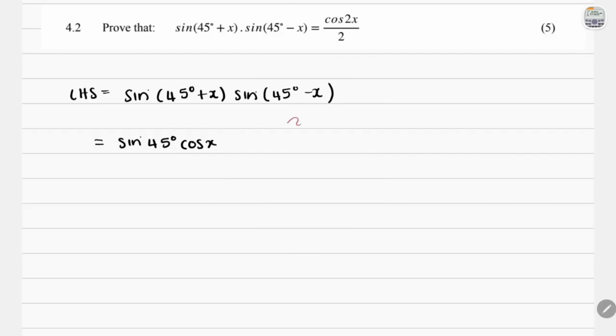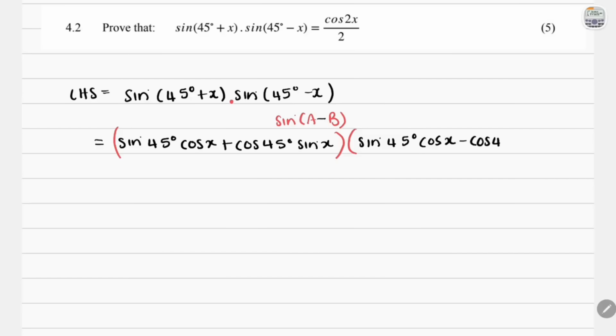Okay, so this is using the identity for sine a plus b. And you can see this one is sine a minus b. So sine 45 degrees cos x plus cos 45 degrees sine x. Okay, and these two are multiplying. So we'll say multiplied by, and then let's put the second one. The second one is with the minus. So we have sine 45 degrees cos x, and then that just changes to a minus, cos 45 degrees sine x.